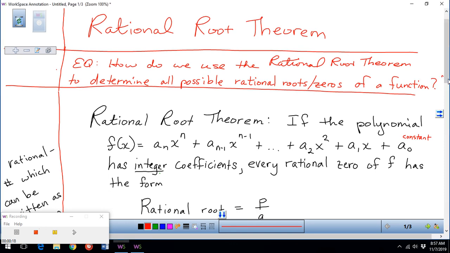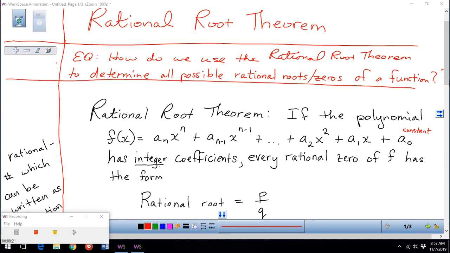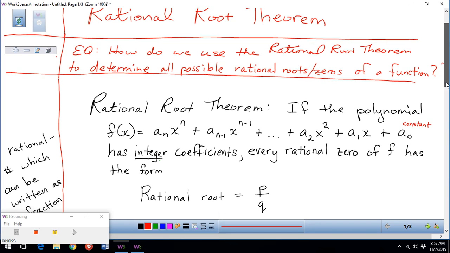Rational root theorem says that if the polynomial f of x is equal to a sub n x to the n plus a sub n minus 1 x to the n minus 1, and you continue on until you get to a sub 2 x to the second plus a sub 1 x plus a sub 0, which is your constant. If this polynomial has integer coefficients, that would be numbers like positive negative 1, positive negative 2, etc.